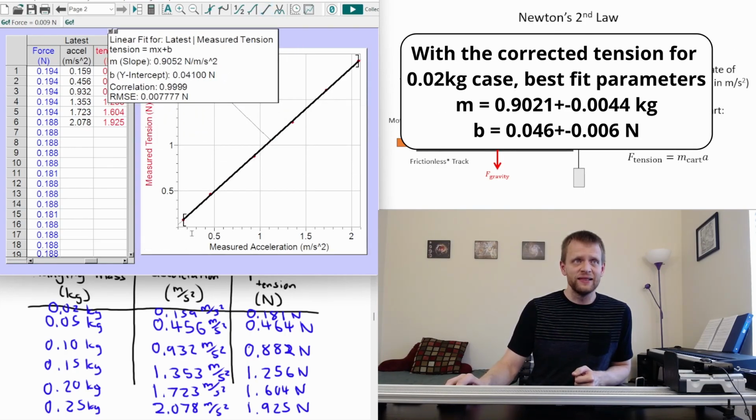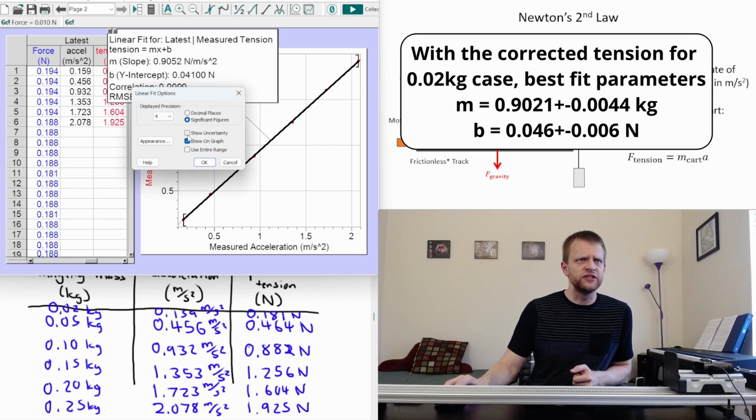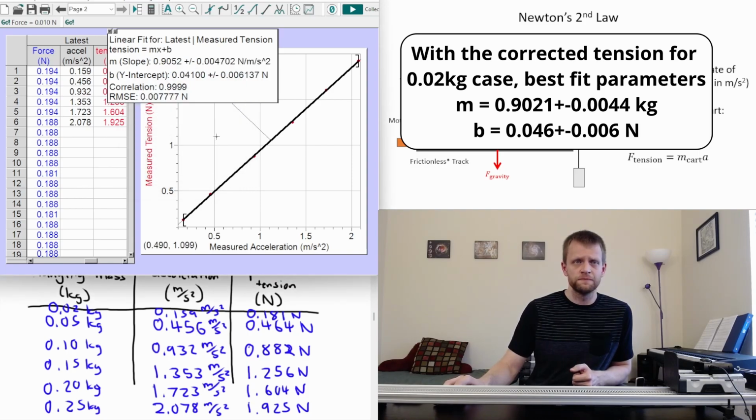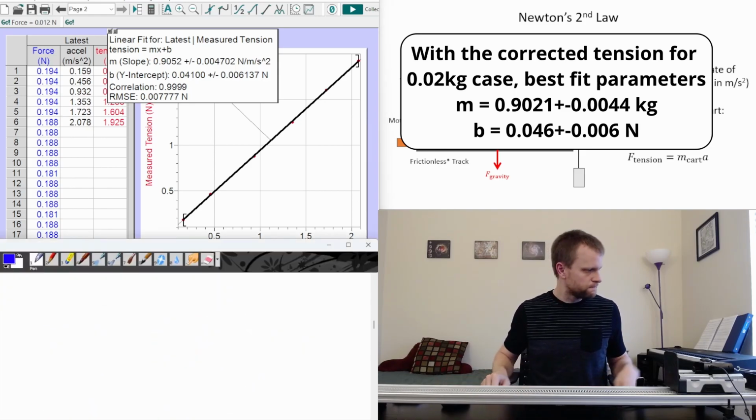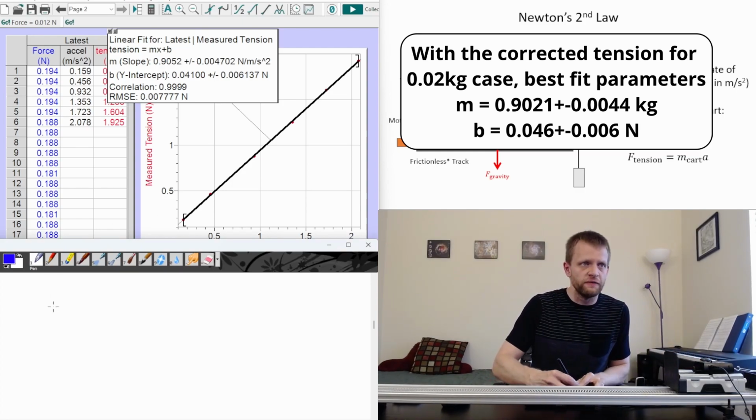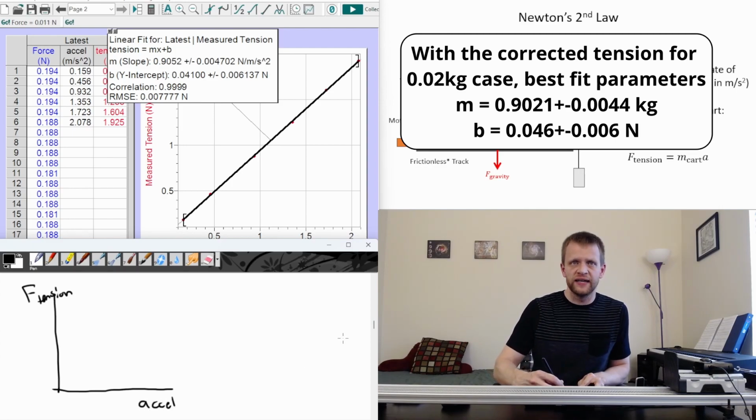And we notice that that linear fit very, very accurately goes through basically all of our data points. There seems to be very little random noise present. In fact, I can change this and also show the uncertainty levels on this table. So let's see what we can do with this. Our data, when we did this graph with the measured tension on the vertical axis, so let me draw this one out. So we've got measured tension on the vertical axis and acceleration on the horizontal axis.